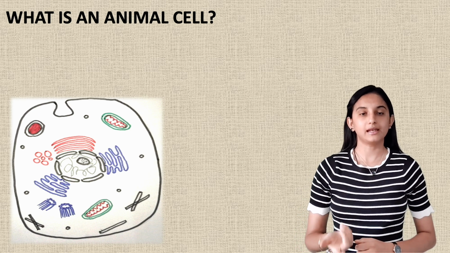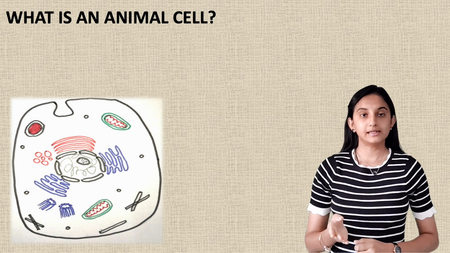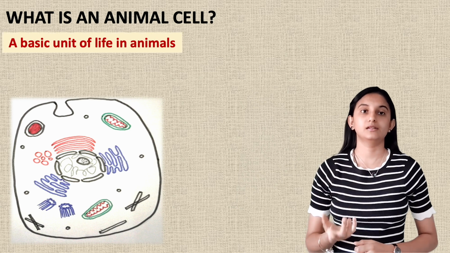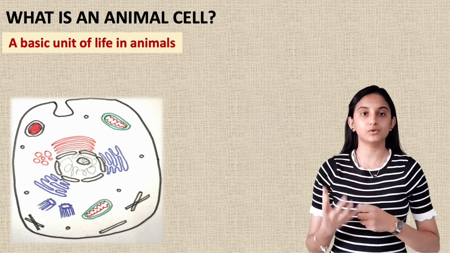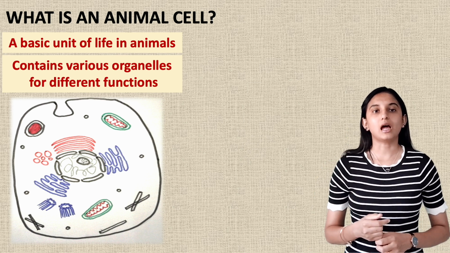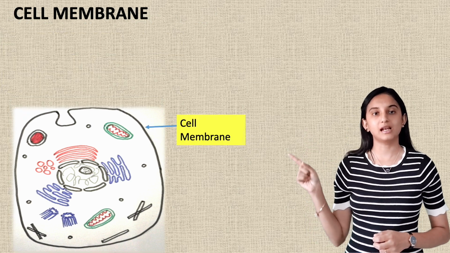Now, what is an animal cell? The animal cell is the smallest unit of life, and inside it, different organelles work together to keep it functioning. Let's start with the outermost layer, the cell membrane.